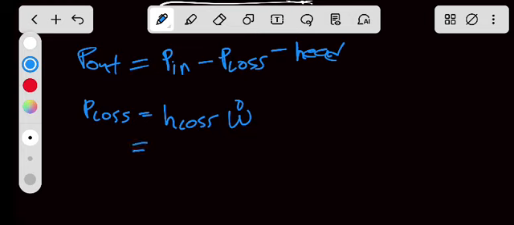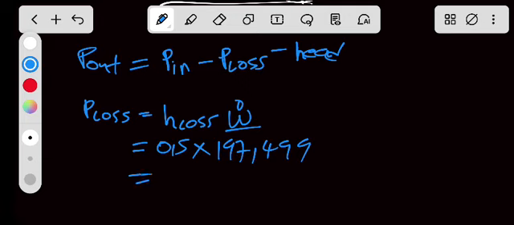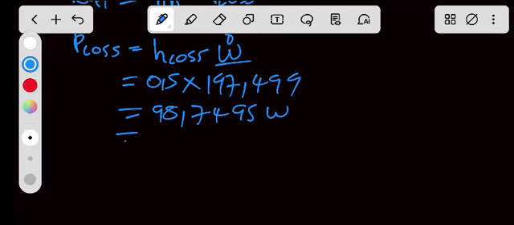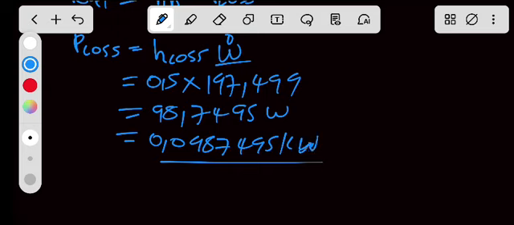Our head loss there was 0.5, remember? Then multiply by this guy. We know that guy is 197.499. We are given the flow. Punching this, you'll obtain 98.7495. This must be in watts. Then if you want it in kilowatts, you divide by 1000, which will be 0.0987495 kilowatt there. All right, you have that.